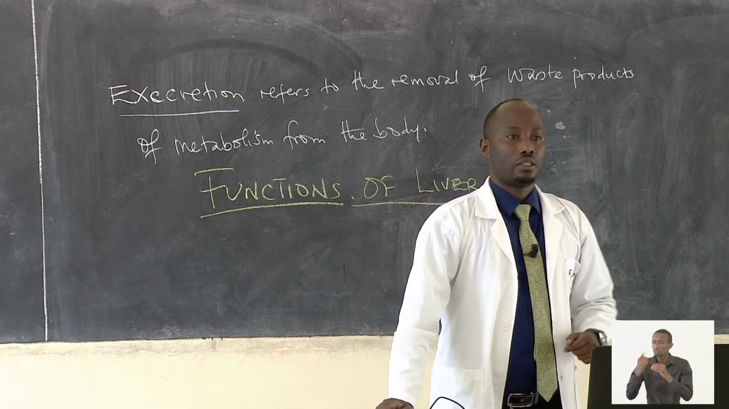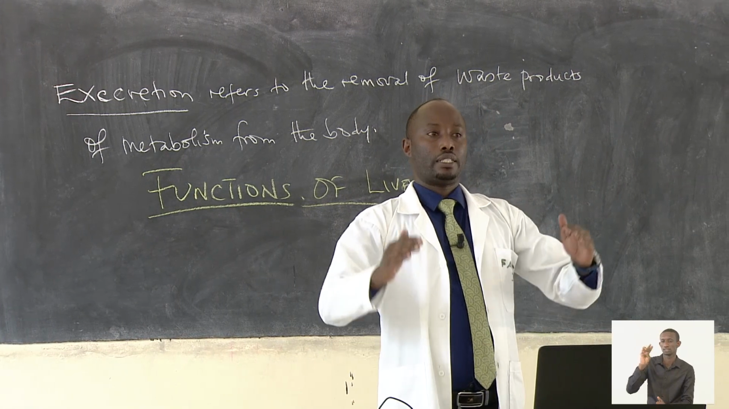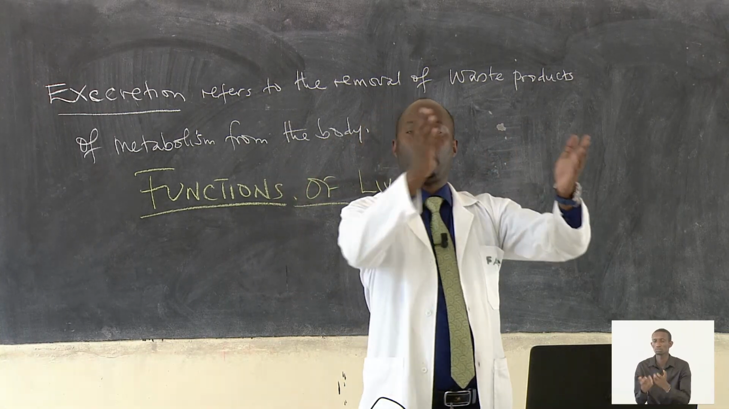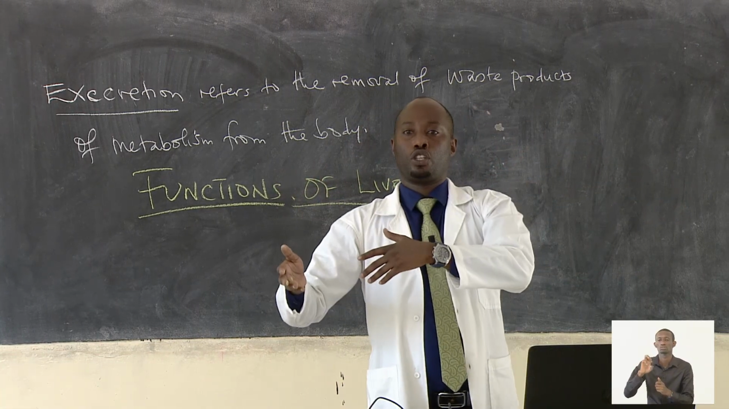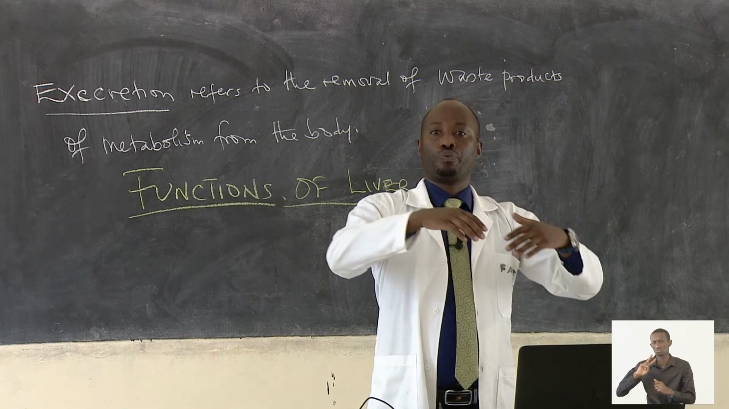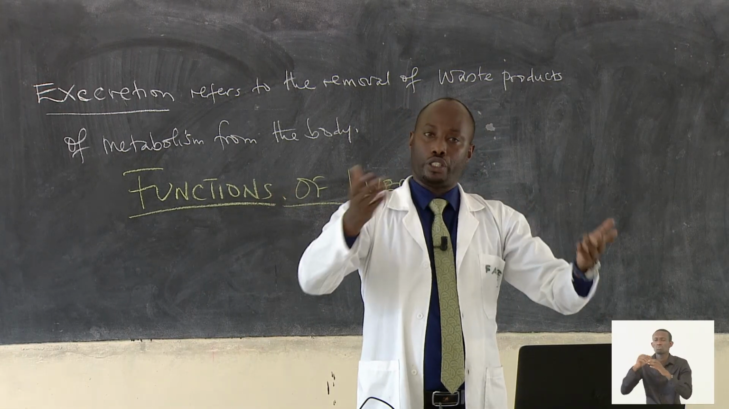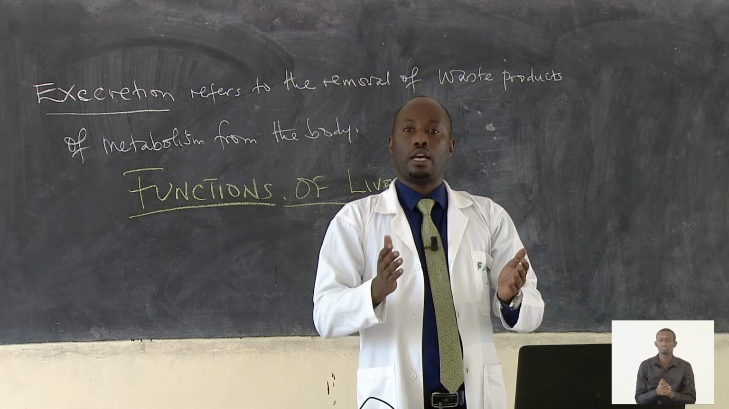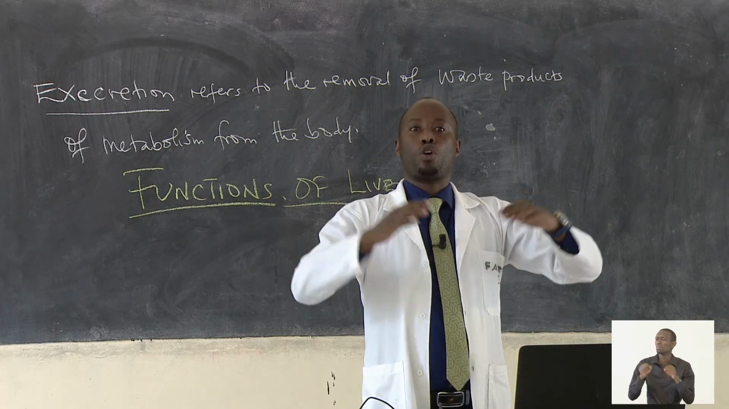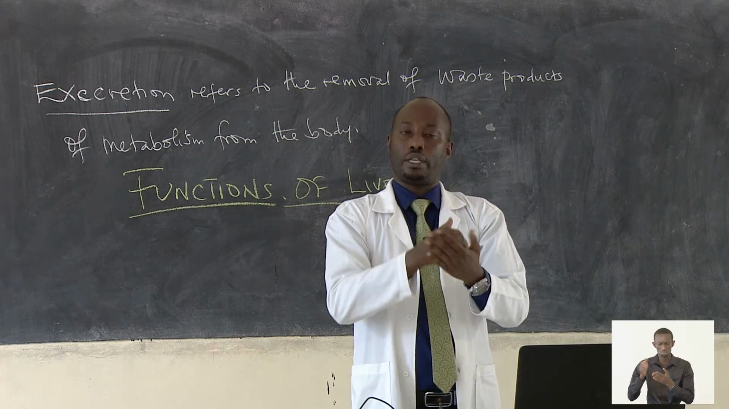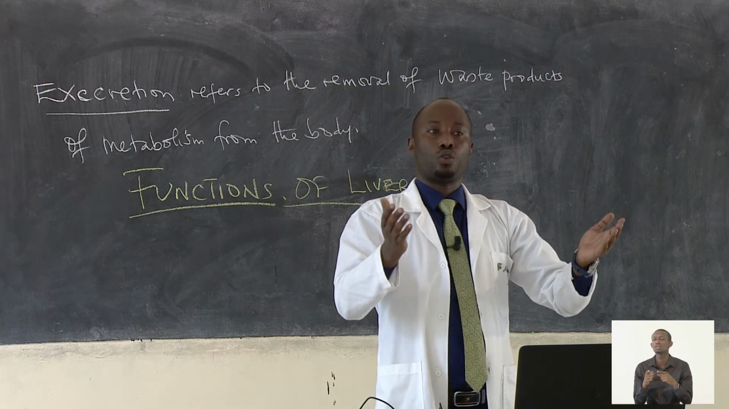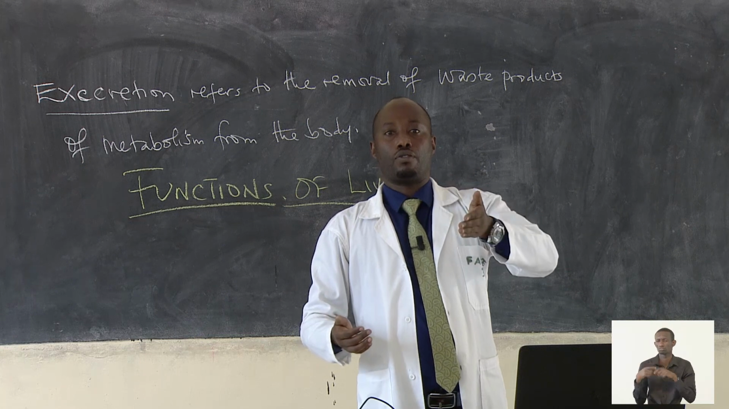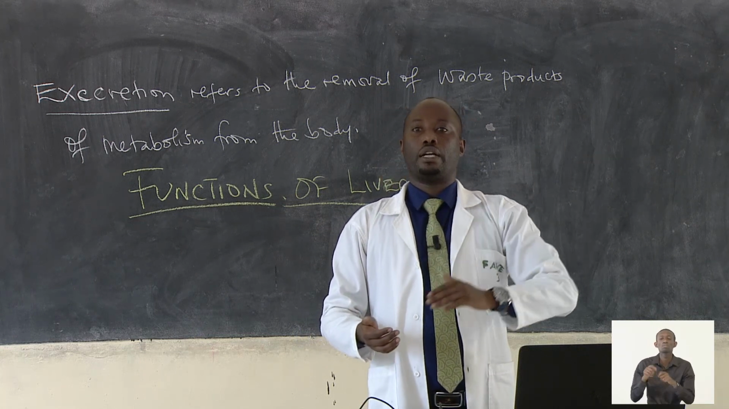Number one is deamination. Deamination is the process of breaking down excessive proteins into urea and even glycogen, which is going to be stored in the liver. Excessive amino acids or proteins cannot be stored in the body. There's no way this excessive protein can just be stored in the body. But the liver does the function of breaking it down, and after breaking it down, it is released in the form of urea and glycogen.